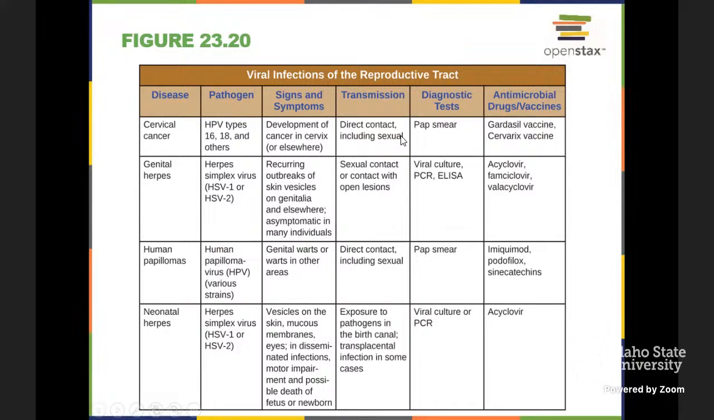And we think about direct contact to transmit. As I said, with genital herpes, herpes simplex 1 or 2, 2 being more common, recurring outbreaks on the skin, vesicles of the genitalia or elsewhere. And there are potentials for asymptomatic situations in individuals where you don't recognize it, lending to opportunities to share.